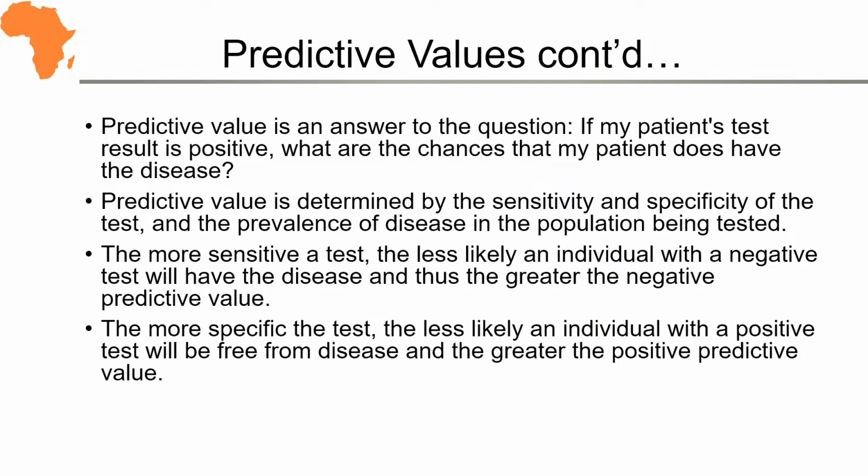Please note this particular part. The more sensitive a test, the less likely an individual with a negative test will have the disease. Thus, the greater the negative predictive value. Understandable? The more specific the test, the less likely that an individual with a positive test will be free from the disease. Thus, greater the PPV.